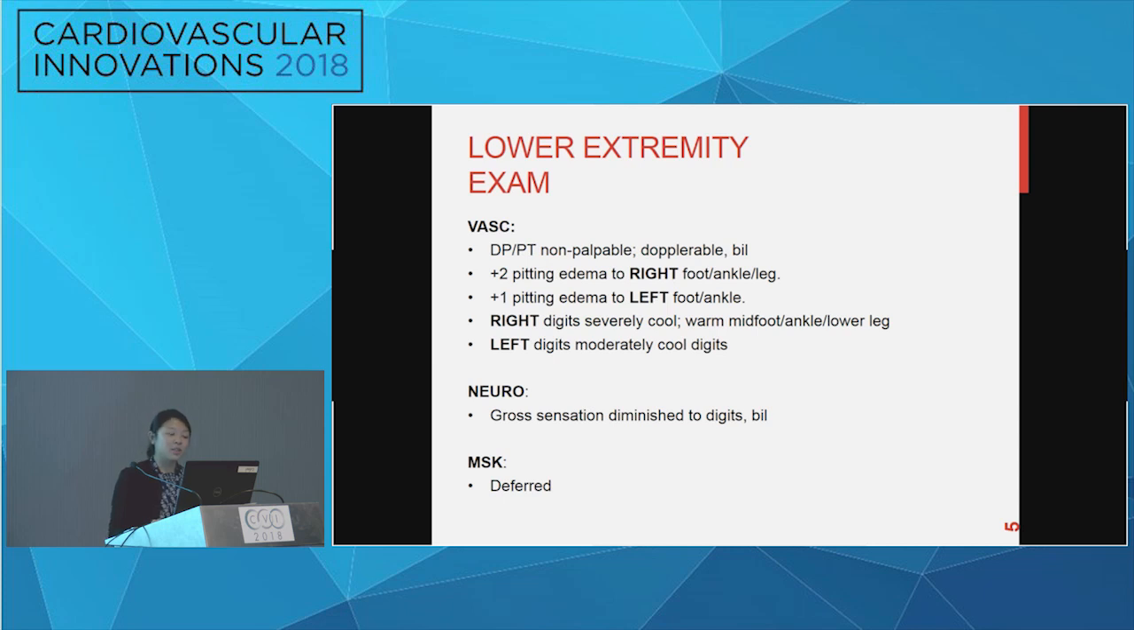The lower extremity, however, once we started examining it vascular-wise, we did note +2 pitting edema to the right leg, +1 to the left. His right digits were severely cool, though his midfoot and the rest of his extremity were warm. The left digits were moderately cool. His gross sensation was diminished, and he deferred any muscular exam, according to the note. So I don't know if there's any sort of crepitus or fluctuance when they were palpating him.